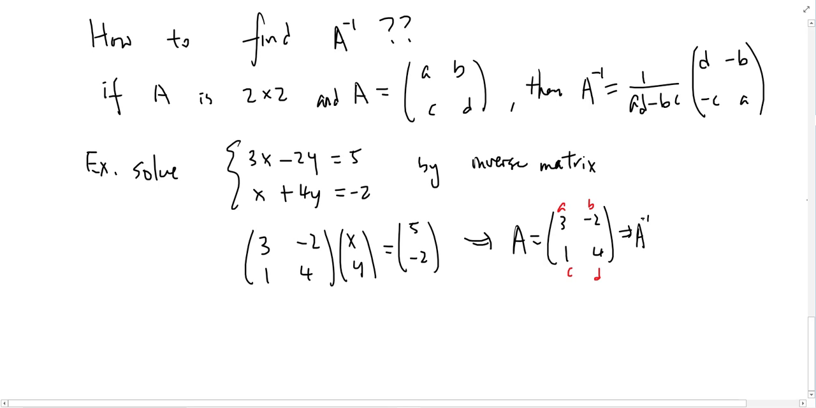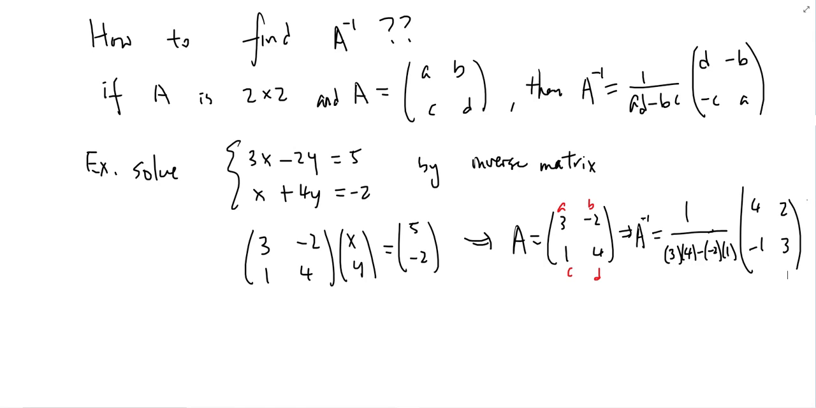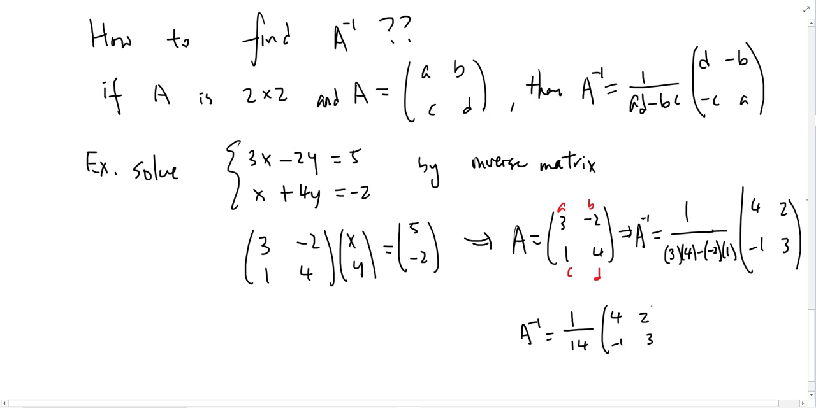A inverse would equal 1 over AD minus BC, multiplied by D, negative B, negative C, A. There you go. Now what I have to do is figure out what the number on the bottom is. If I'm looking at this correctly, it's 12 plus 2. That's 14. So A inverse would equal 1 over 14 times 4, 2, negative 1, 3.